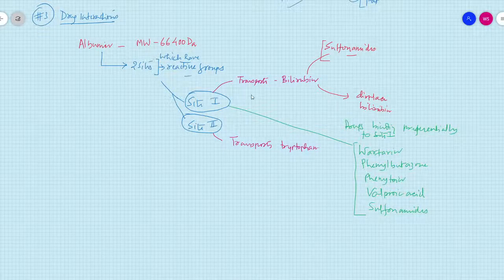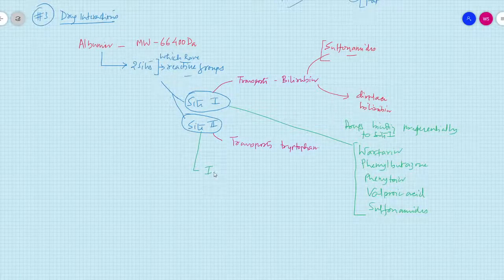Okay, so these drugs displace bilirubin and get bound to site 1. And there are certain drugs which bind to site 2. Do we have a list? We certainly do. Is it exhaustive? No. These are representative examples.